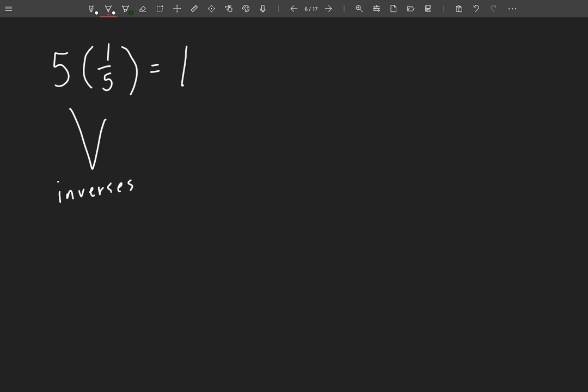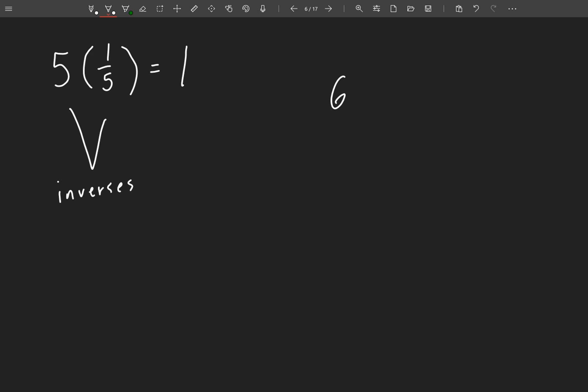That should look familiar because that's the name of the video and that's what we've been doing, right? So these two numbers are inverses of each other. 5 is the inverse of 1/5, and 1/5 is the inverse of 5. And why is that? Well, if you take those two numbers together, they give you 1. You can think of that as a relationship. They come in a pair.